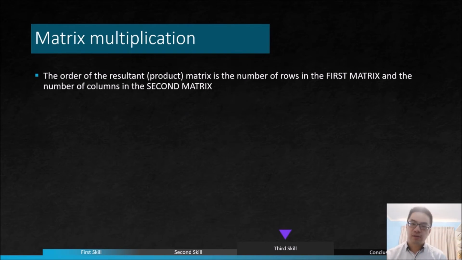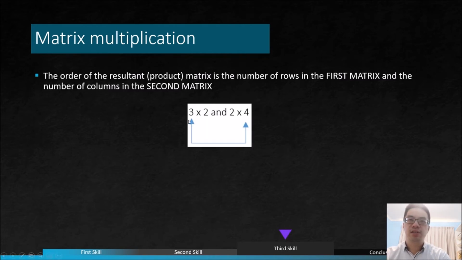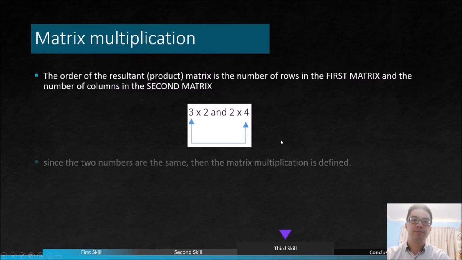The order of the resultant or product matrix is the number of rows in the first matrix and the number of columns in the second matrix. Once again, quite a lot to take in, easier to show you. When I take these two matrices and I multiply them, the result matrix or the answer matrix will be of order 3 by 4. So it will take the first number and then the last number there.